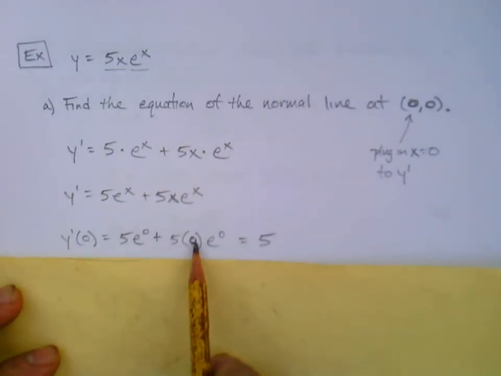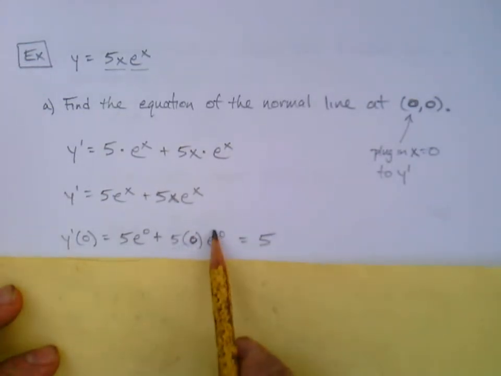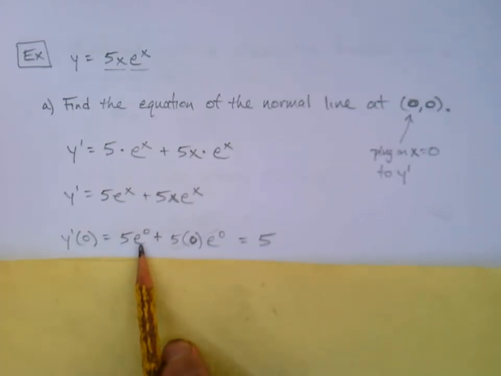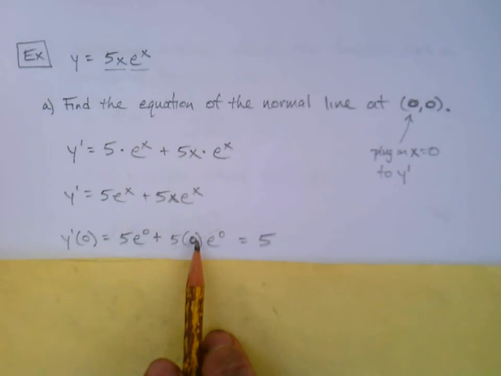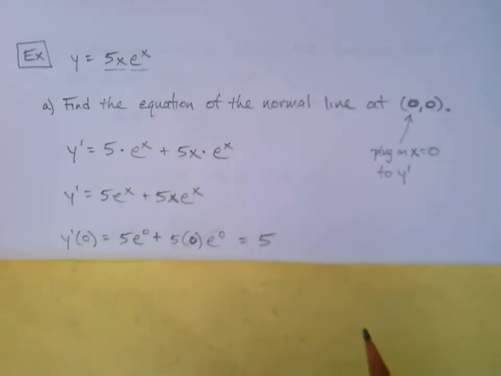What does this work out to be? The 0 multiplying there just wipes out this whole piece. And e to the 0, you might remember, is equal to 1. Anything to the 0 is 1. So we've got 5 times 1 plus 0, so this whole thing is 5.